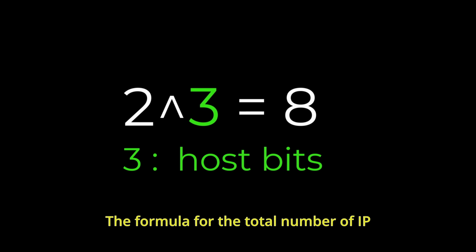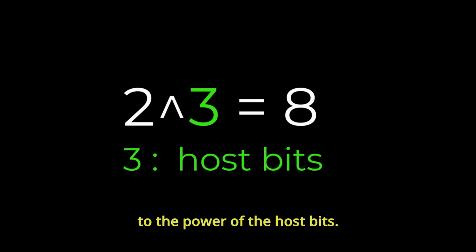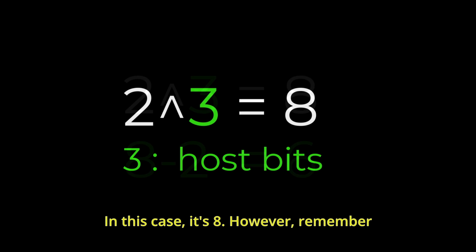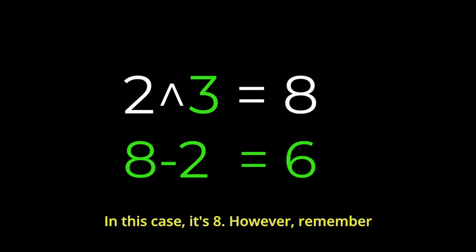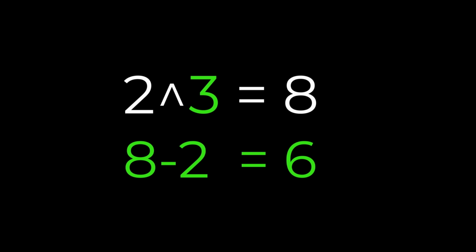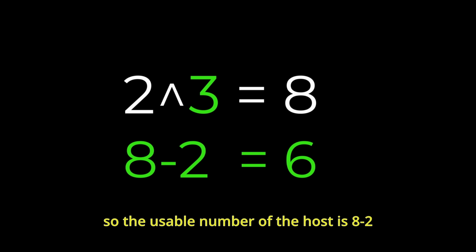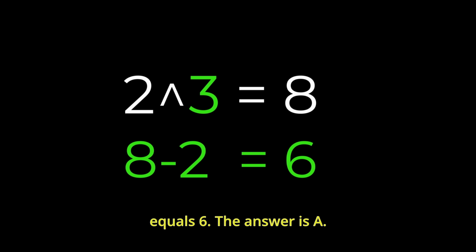The formula for the total number of IP addresses in the subnet is 2 to the power of the host bits. In this case, it's 8. However, remember we can't use the network address and the broadcast address, so the usable number of hosts is 8 minus 2 equals 6. The answer is A.